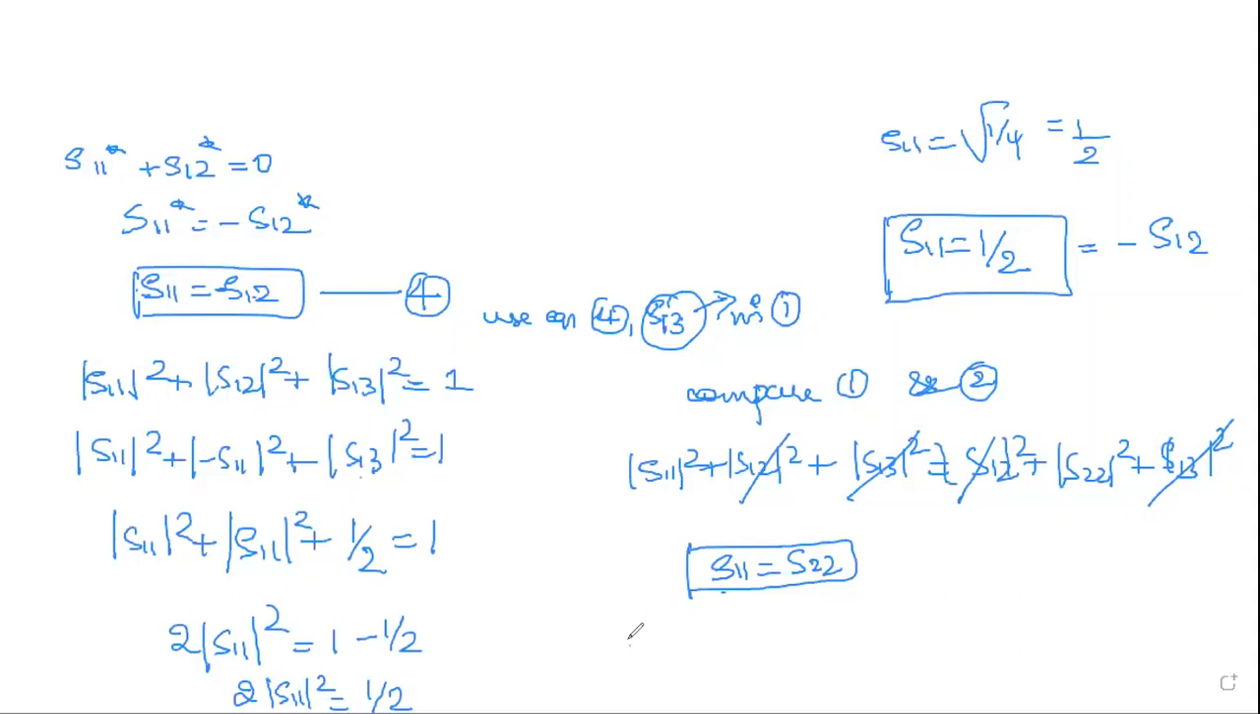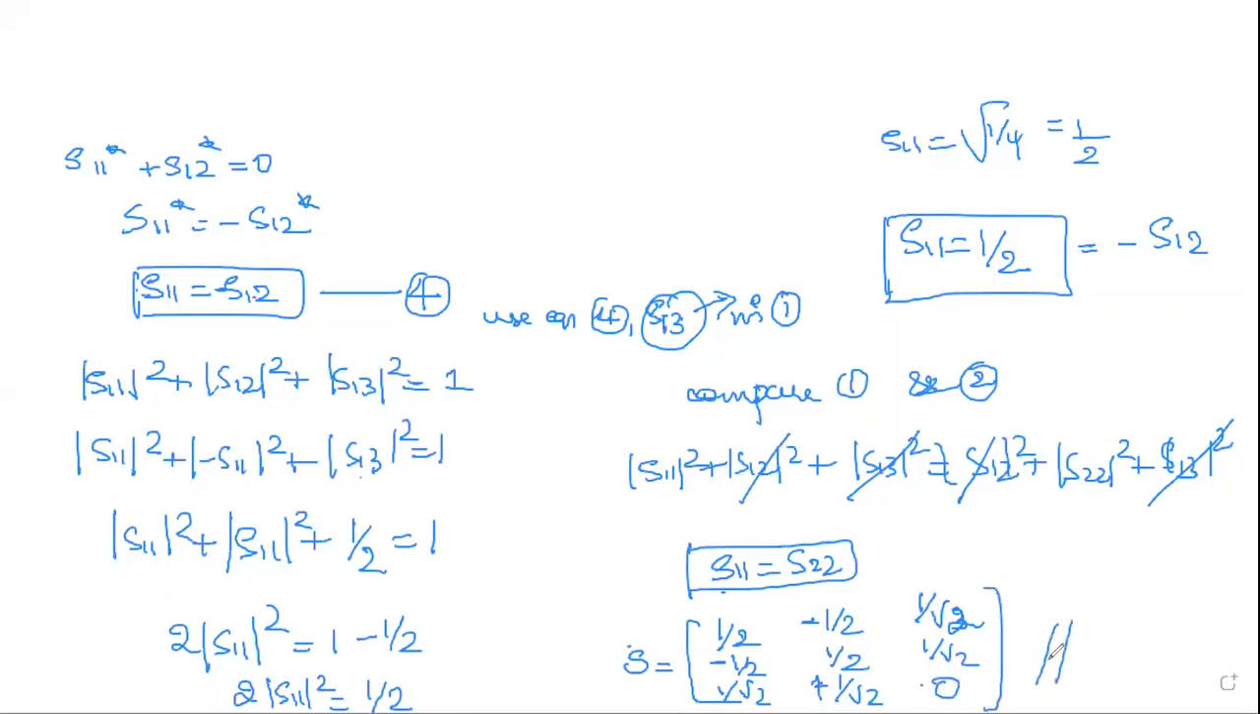So write the equations of the S matrix. The first row: S11 value you have got is 1 by 2. Similarly, S12 is minus 1 by 2. S13 is 1 by root 2. S21 is minus 1 by 2. S22 is 1 by 2. This is 1 by root 2, and this is again 1 by root 2. S32 is minus 1 by root 2, plus 1 by root 2, and one more is 0. Is that correct?